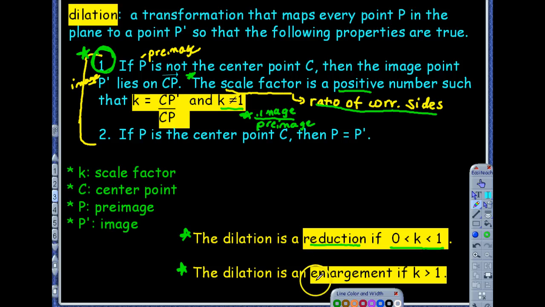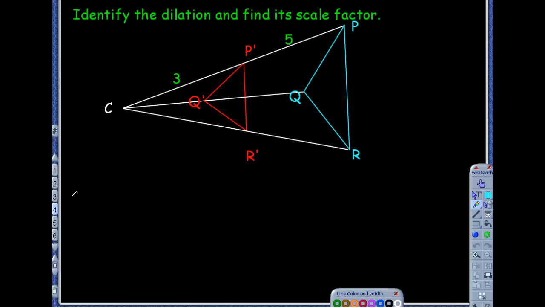Okay? A dilation could also be an enlargement if the scale factor is greater than 1. Notice neither one is equal to 1. So it's either between 0 and 1 or greater than 1. And hopefully this makes sense. Reduction, what's going to happen? It's getting smaller. And enlargement? It's going to get larger, or bigger. Okay? Common sense. This is something that is a no-brainer but can be easily mistaken if you're not careful. And again, this is talking about how the shape is changing from pre-image to image.